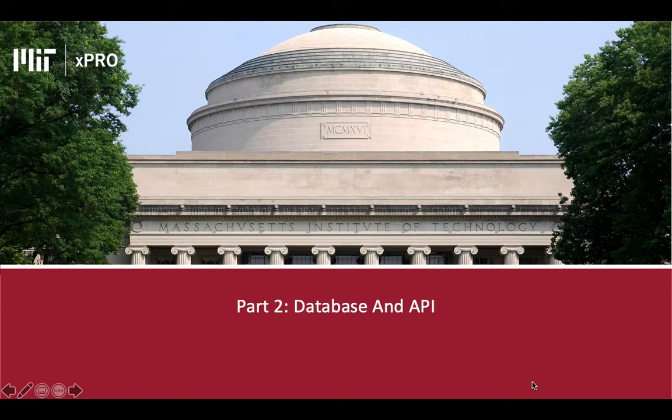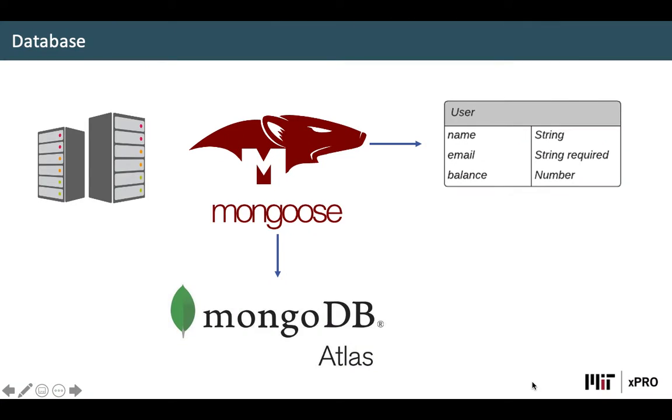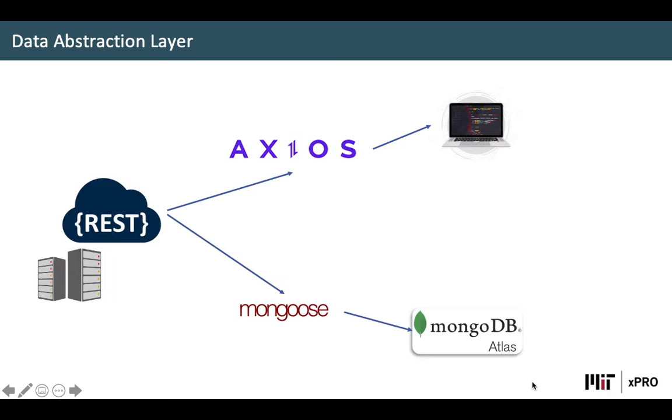Now I'm going to talk about and show the backend architecture. For the backend, I use Mongoose to generate the schema of the users. This consists of the user name, email, and balance. That is the persistent data in the database.